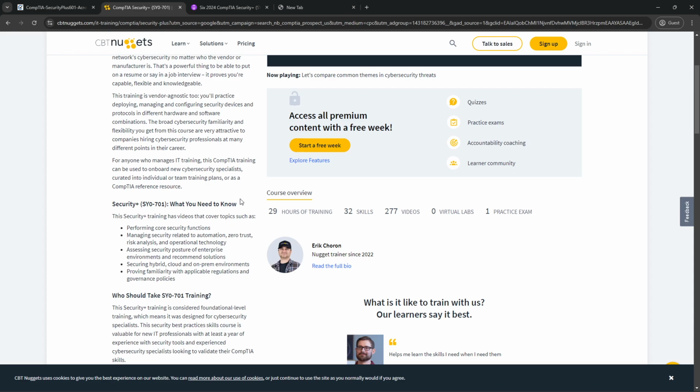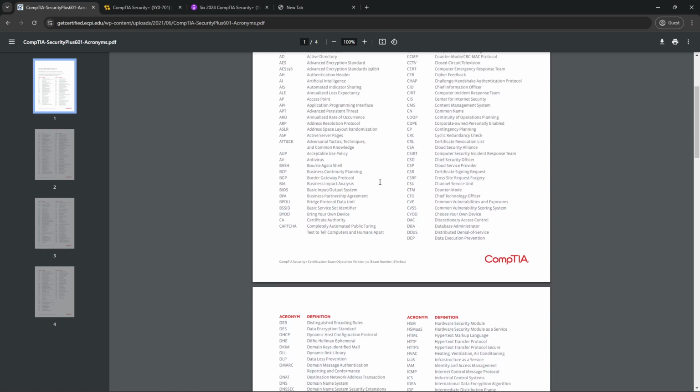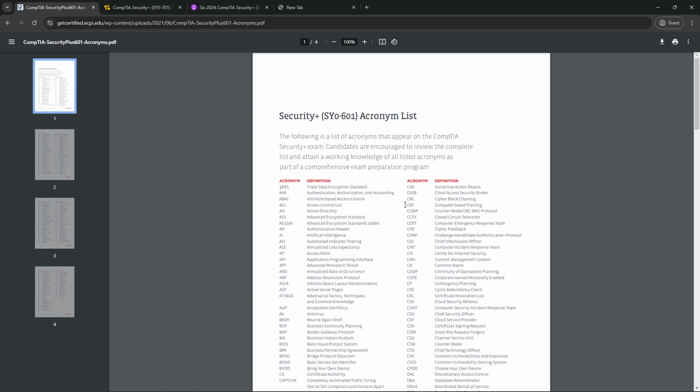The last website I have here is the CompTIA acronym list. It is for 601, but it is all the acronyms, which really helped me personally when I was ripping through all of my practice tests. Whenever I had acronyms that I didn't know, I would pull up this list and try to figure out what the acronym means, what it stands for, and how I can learn it, because generally they're pretty straightforward when you read them.